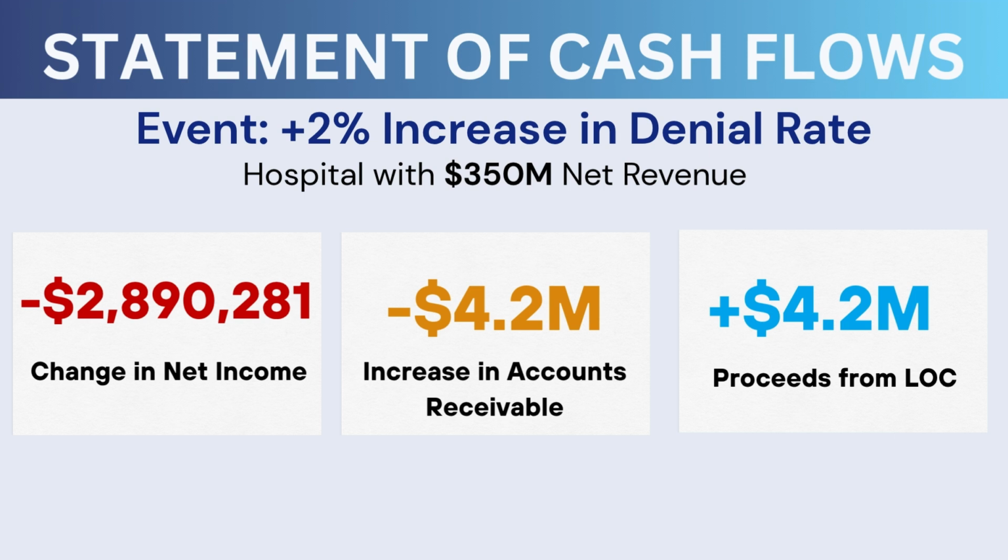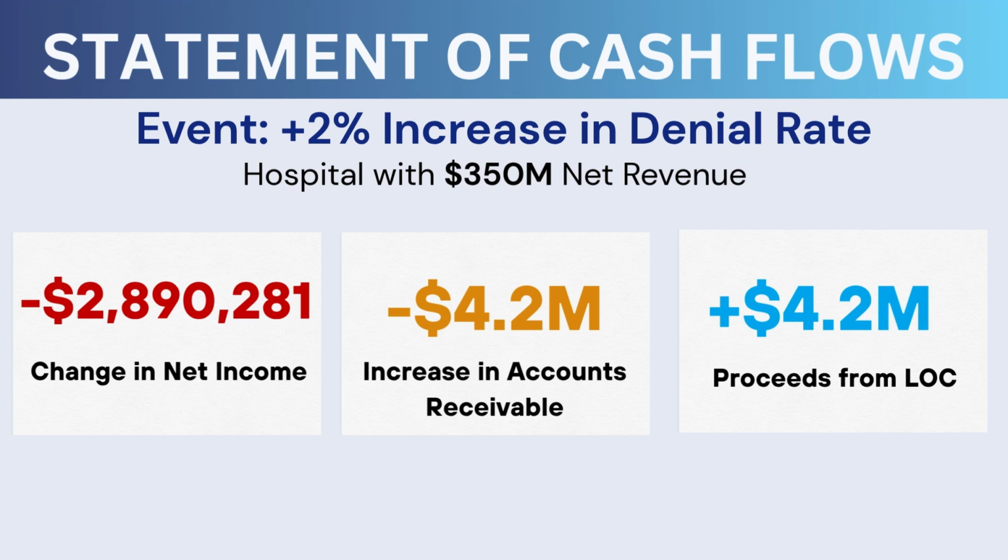Now let's look at the impact on the statement of cash flows. So remember, your net income changed by $2.89 million, and that was because of the permanently lost revenue, the additional labor expense, and the additional interest expense. So that's going to show up on your statement of cash flows as your change in net income.